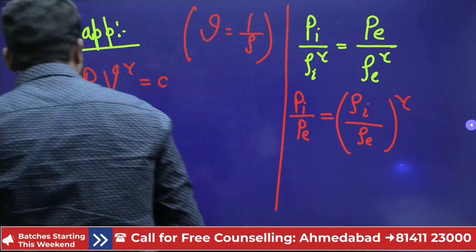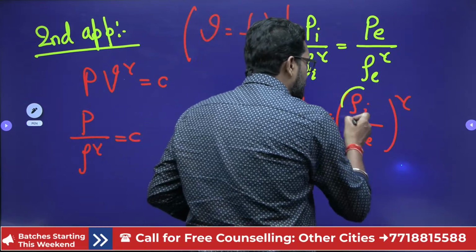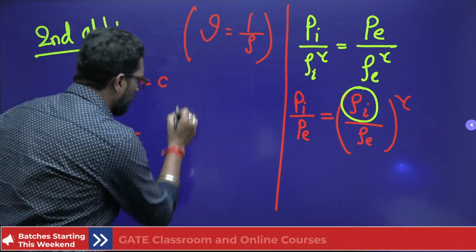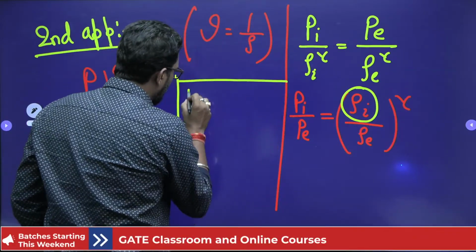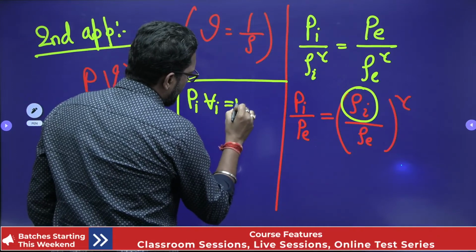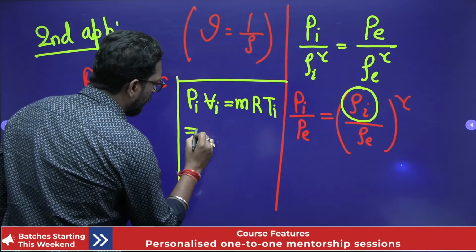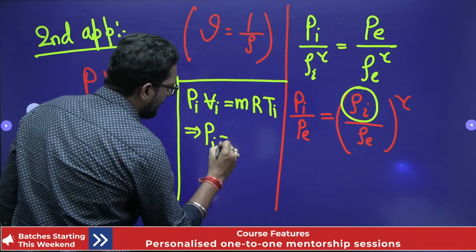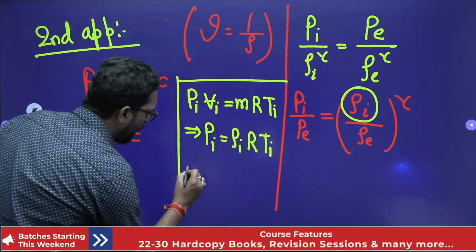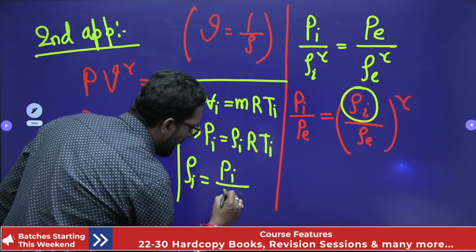Now if you apply this equation, we only have to bother about the inlet density. How to find the inlet density? Very simple. You can apply the equation Pi Vi equals m R Ti, so Pi equals rho I R Ti. From here rho I is equal to Pi by R Ti.